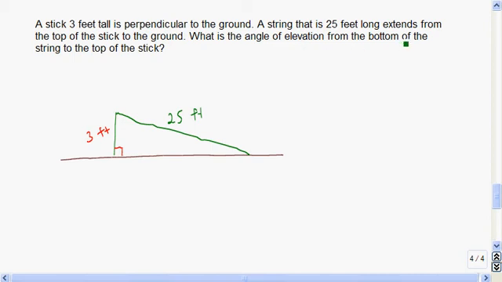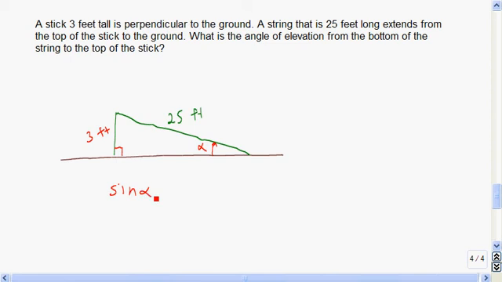We want to find the angle of elevation from the bottom of the string to the top of the stick. So that's going to be this angle right here. So we're measuring it from the ground all the way up to the top of the stick. So let's call that alpha. Okay, we're looking for alpha, and we know the side opposite alpha and the hypotenuse. Therefore, we're going to use the sine.